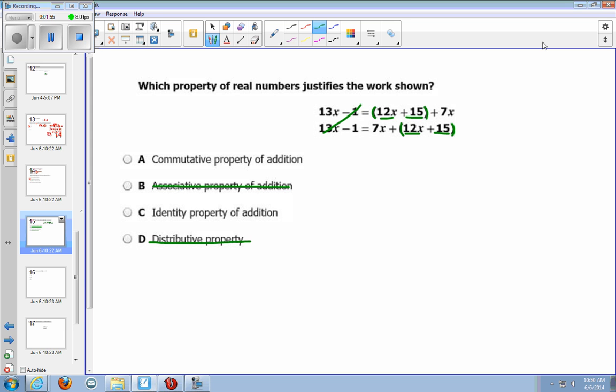Okay, so now the next thing I'm going to look at is what happened to this 7x. I noticed that this 7x moved or switched to the front of this side of the equation. When things move back and forth, that is my commutative property. I know that it's commutative property of addition because we're talking about a plus 7x in this case. So my answer has got to be A.